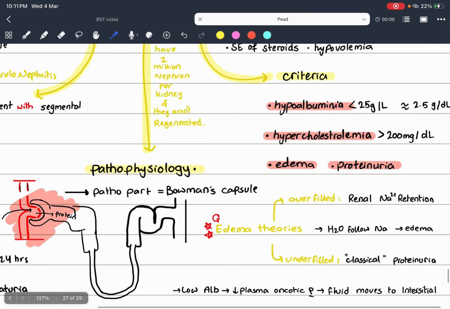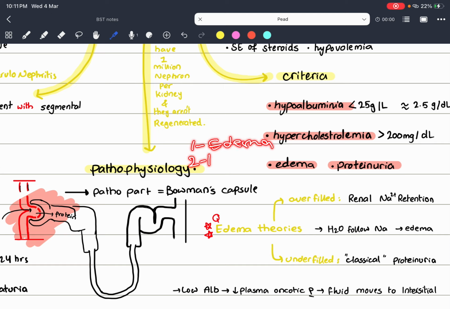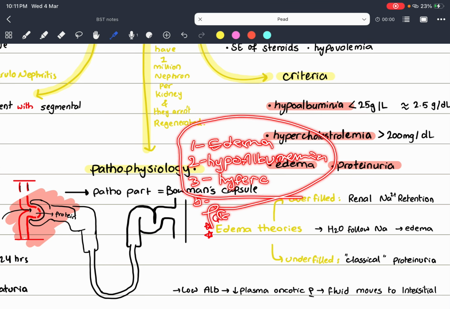Now you understand the criteria. You don't have to memorize it. You can remember: edema. We're losing protein. What do we have? Hypoalbuminemia. Ignore my spelling. Losing protein, how do we compensate? We're making more cholesterol, hypercholesterolemia. And the fifth one, of course the most important one that causes all these four, the proteinuria.